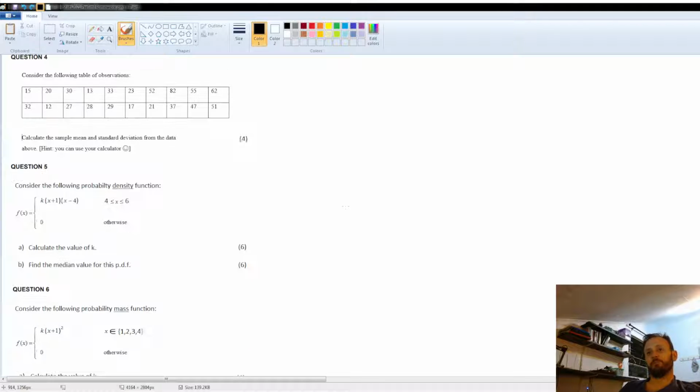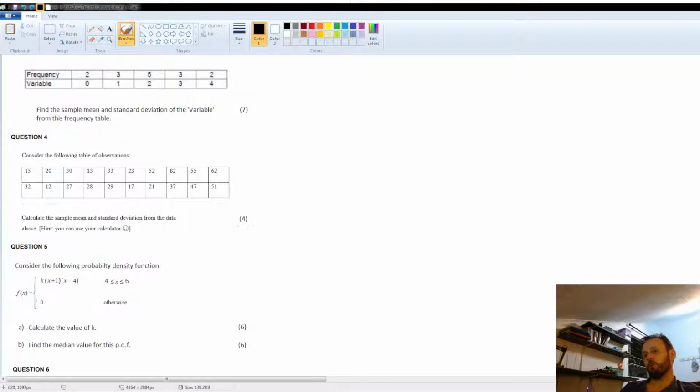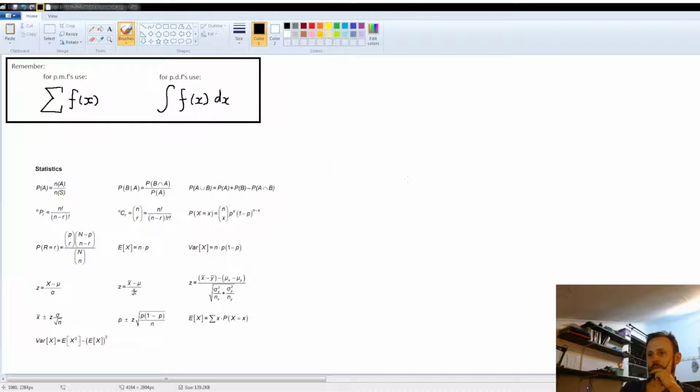Okay, question 4. Same story, by the way. It's only 4 marks, but I believe many of you can do this from core maths. Once again, you're given a table of data. Calculate the sample mean and standard deviation. I think from core you should be able to do this. It's a calculated thing. It's not something you should really try to do by hand. That's hard. There are formulas for it if you want to have a look.